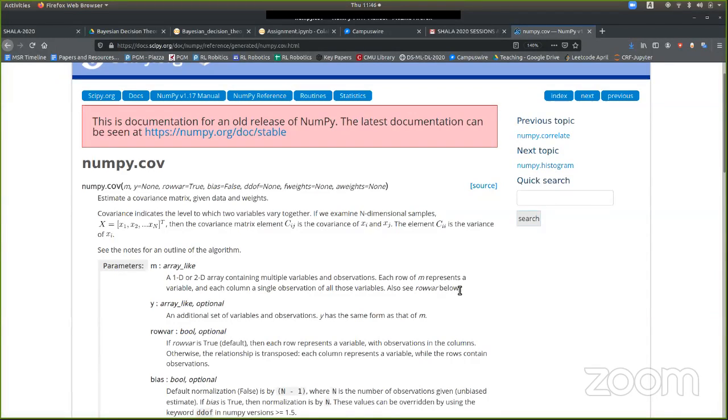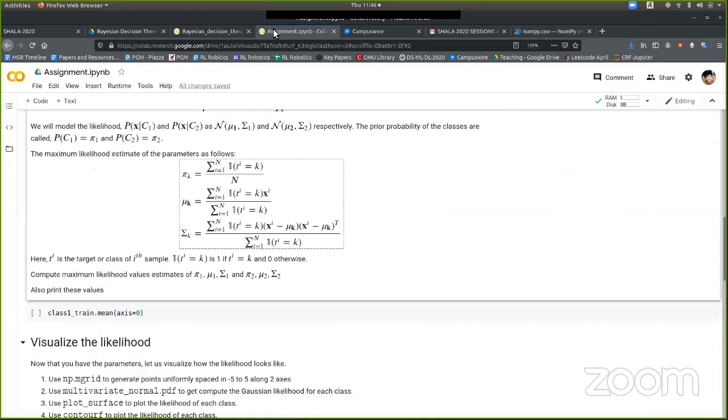So when you call this, you will have to take a transpose first and then call it, exactly. Okay, thank you for the information. All right, so it's much easier to find the covariance, and then you will have estimates of pi, mu, and sigma.